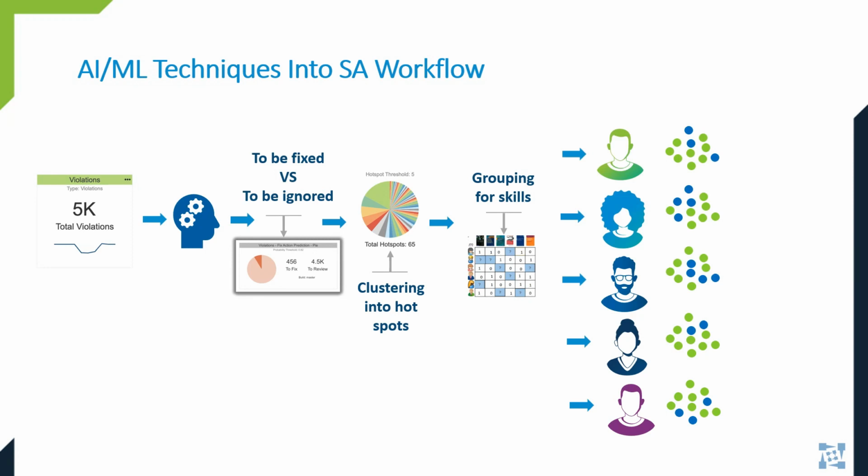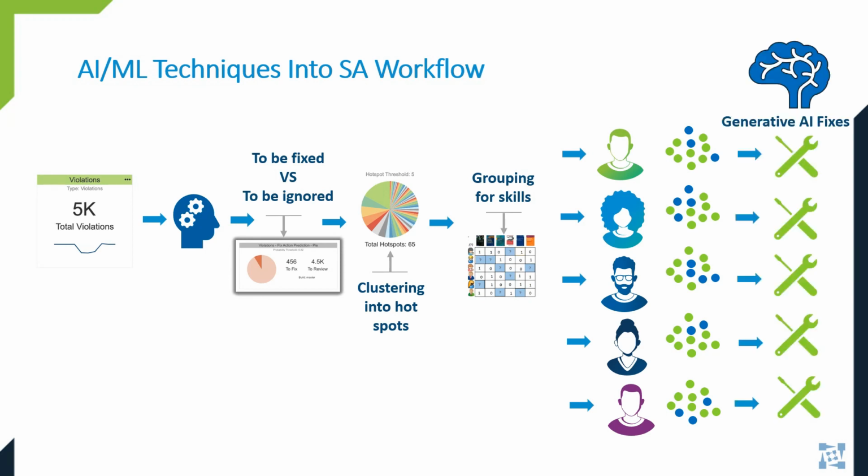Finally, now that the developers have their quality tasks, the violations have been filtered to reduce noise, clustered by root cause, assigned to each developer based on their individual skill sets and past triage actions, the developers can easily use Parasoft's new generative AI fixes to quickly remediate the violation and get back to writing new code. The goal here is to keep up the performance of the developers as they work through fixing important code issues.